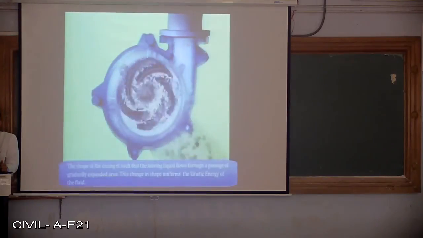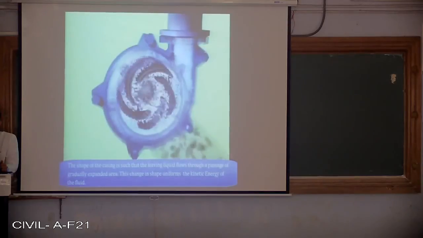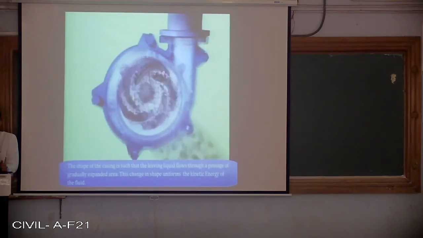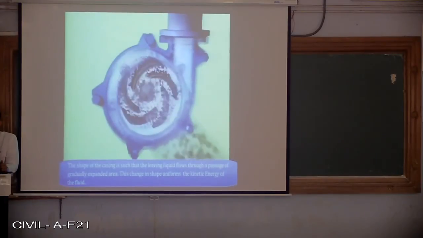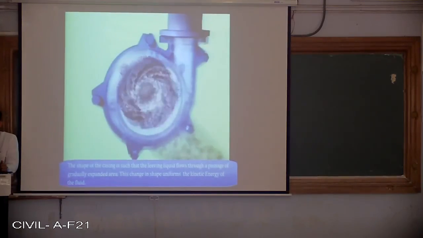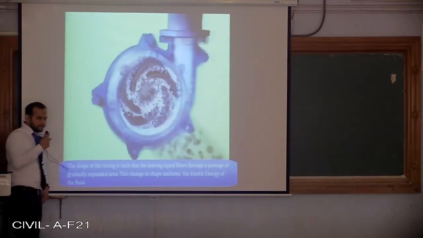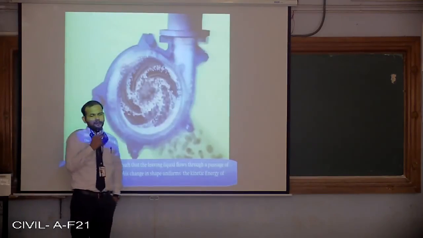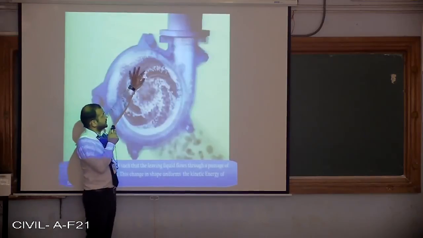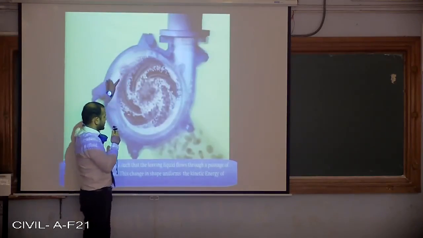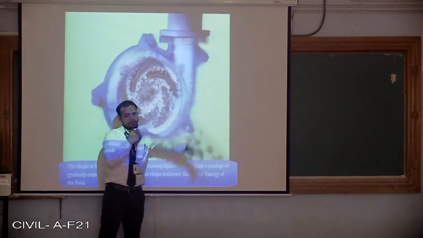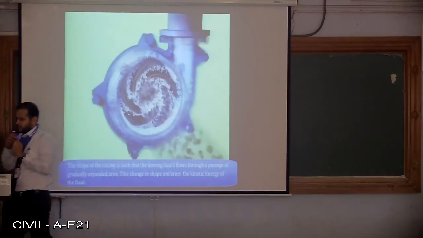The shape of the casing is such that the leaving liquid flows through a passage of gradually expanding area. This change in shape converts the kinetic energy of the fluid into pressure. If you have seen some images in the books, you may find that this cross-sectional area will increase. So from here, as it goes to the top, you may see a change in cross-sectional area.